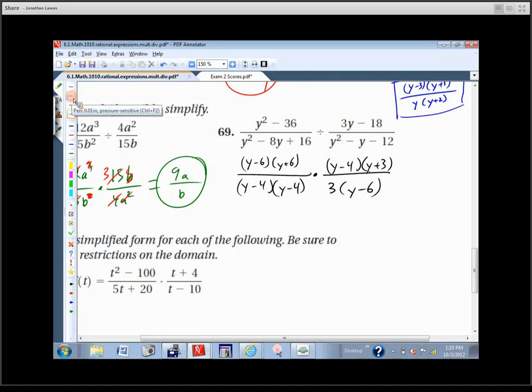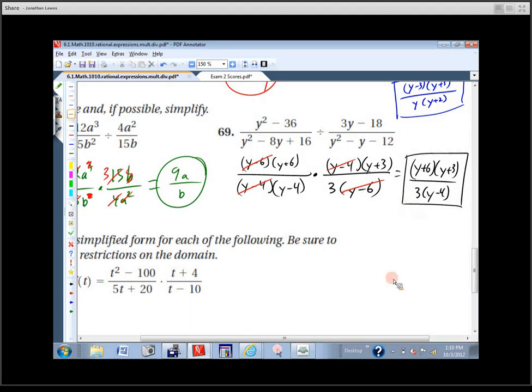Cross off common factors. Y minus 6 with y minus 6. Y minus 4 with y minus 4. Anything else? Nope. So I get y plus 6, y plus 3, 3, y minus 4. Probably good to move the 3 out front. And again, we leave it factored so anybody looking at that could see, gosh, it's already simplified as much as you can possibly get it. Okay? Are there any questions?